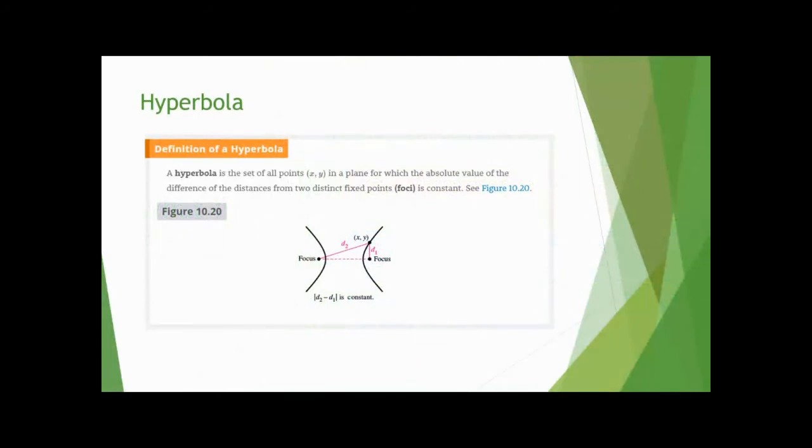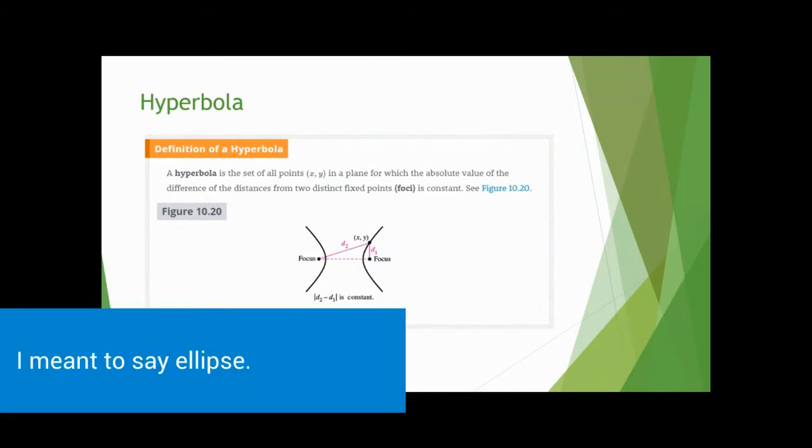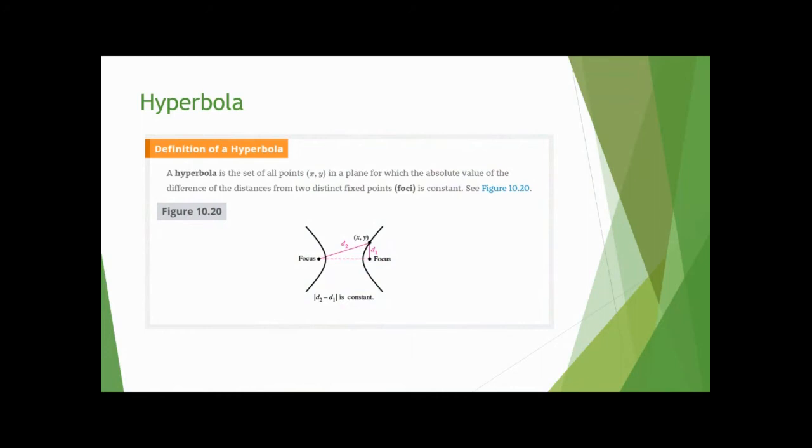So the definition of a hyperbola is that it is the set of all points for which the absolute value of the difference of the distances from two fixed points is constant. So for an ellipse, it's the sum. The hyperbola is the subtraction, so it's the difference. Their equations are very, very similar. The ellipse is the sum, and that has a plus in its equation. The hyperbola is the difference, so it has a minus in the equation.